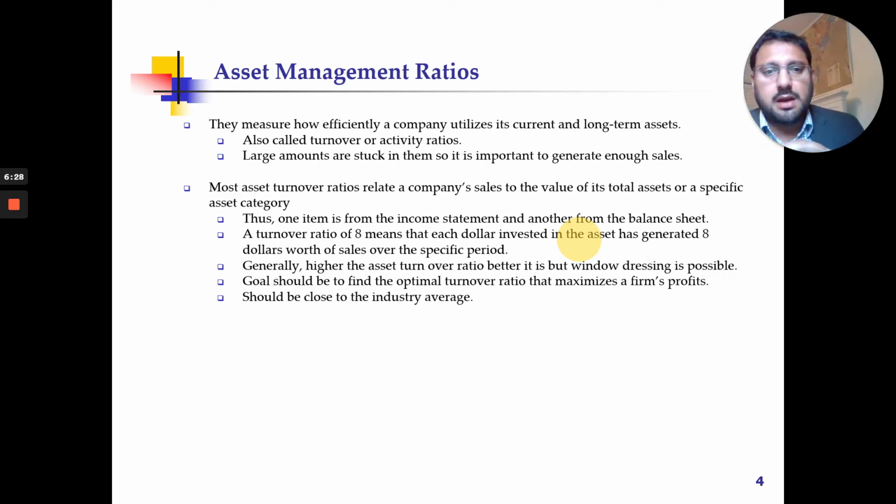So the optimal turnover ratio should be close to the industry average. For example, if we want to see, for each dollar invested in total assets, how many times the company generates sales from that dollar. If it is say 9, then it seems like a big number, but if the industry average is 17, then the benchmark suggests that the company is not doing better. So you need to look into it again.